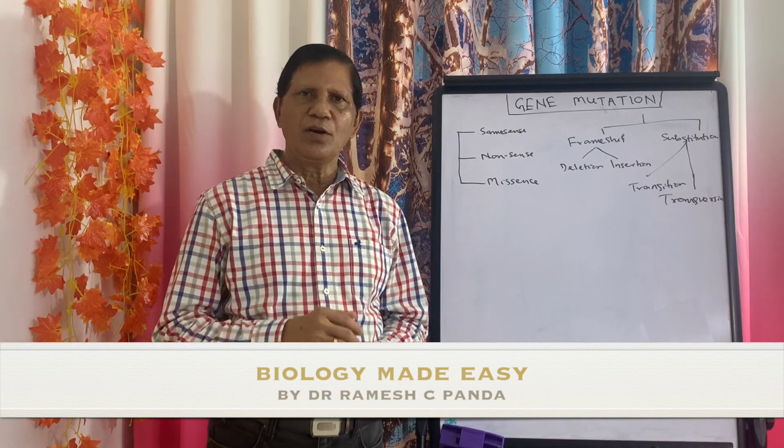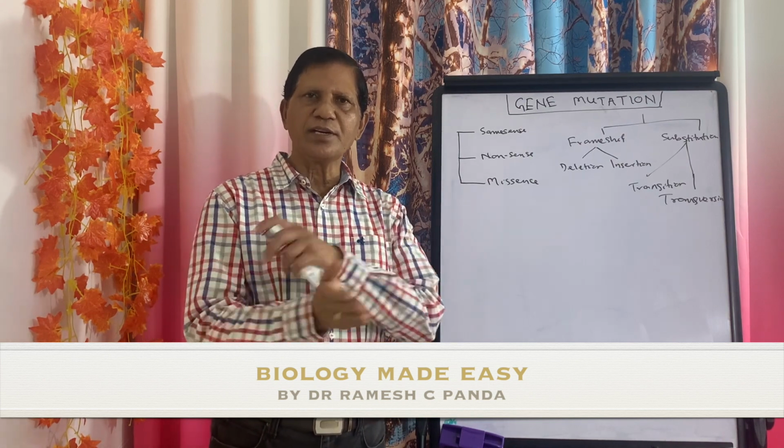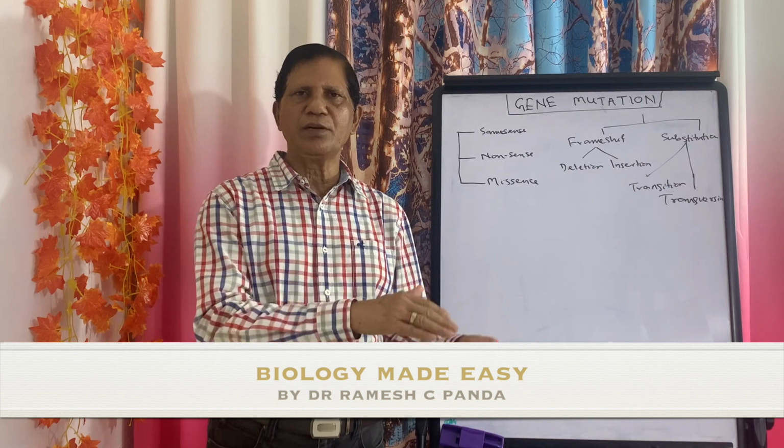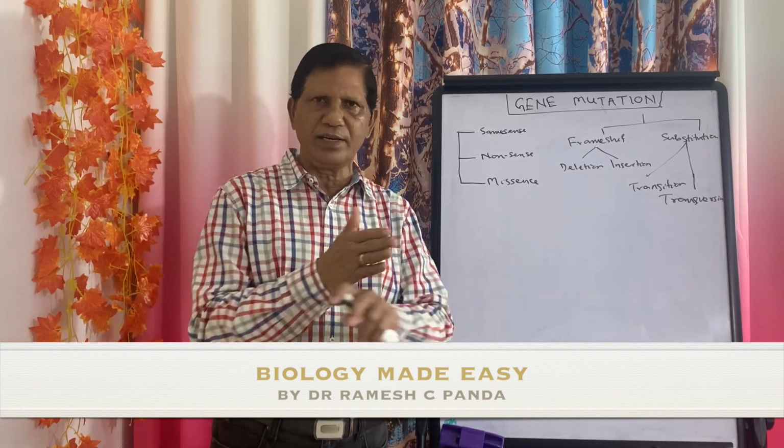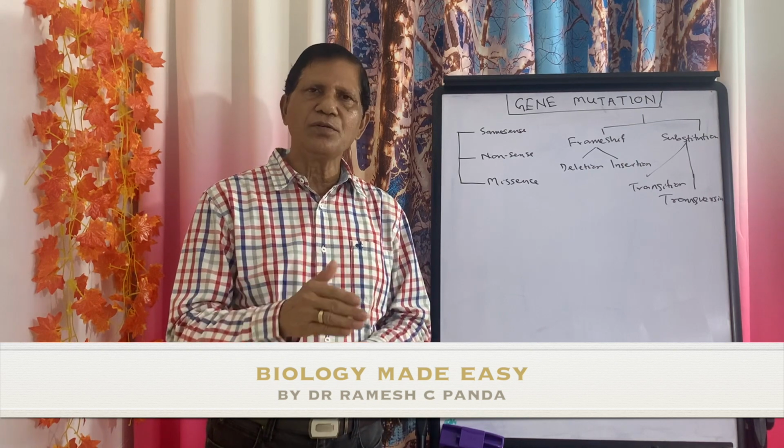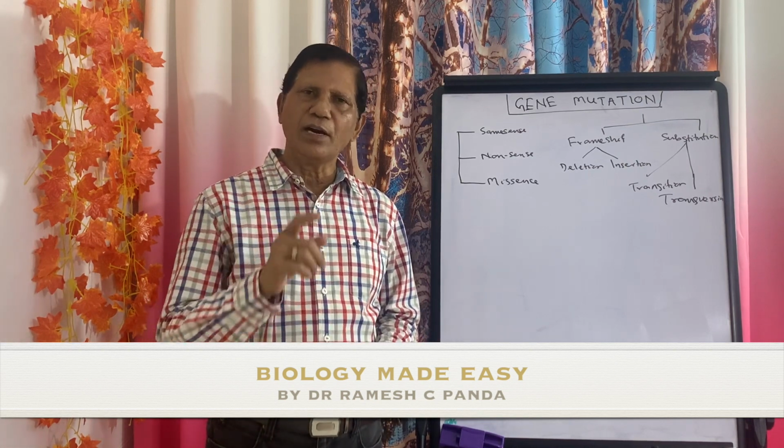The second one, chromosomal mutation. In a chromosome, different genes are organized in a particular manner. If there is any shuffling between the genes, the first gene goes to the middle, the middle one goes to the last, reshuffling of genes. That is known as chromosomal mutation. That also we will discuss in a separate video.